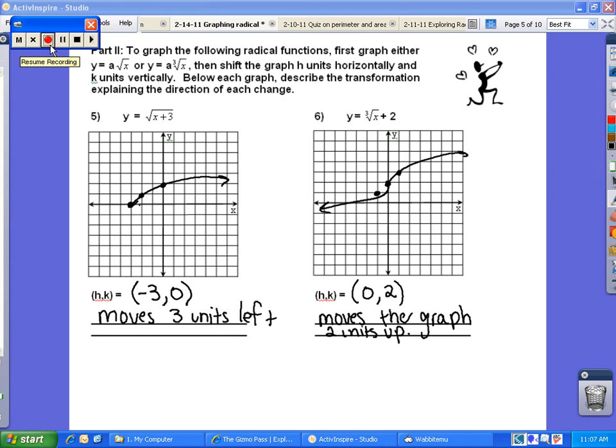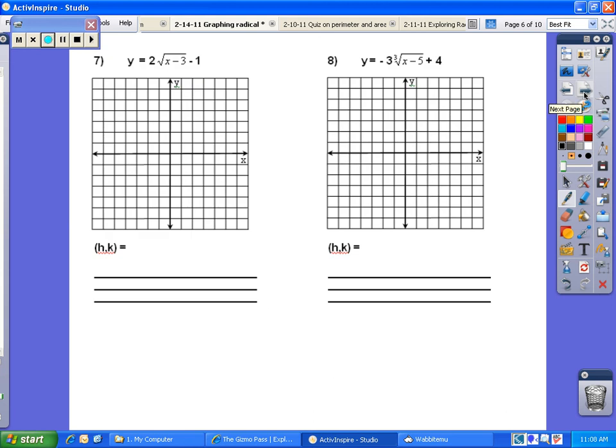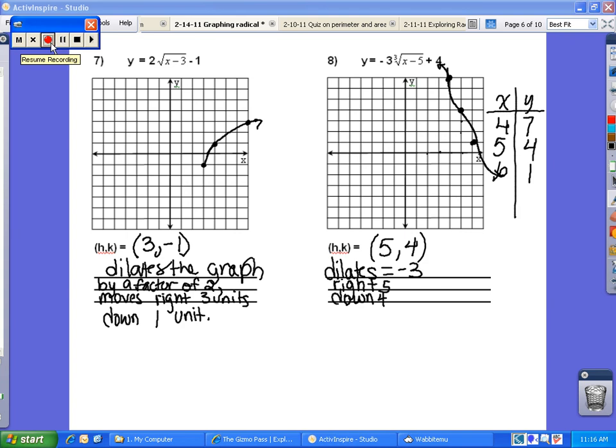Alright, so here are your answers for numbers 5 and 6. Again, for number 5, it moves the graph 3 units to the left, and for number 6, it moves the graph 2 units up. Okay, so let's move on to numbers 7 and 8. Again, you're going to do the same thing, so go ahead and do that now. So for number 7, the graph is moved over 3 units and down 1, and it dilates the graph by a factor of 2. For number 8, the graph is moved right 5 units and down 4, and dilates the graph by a factor of negative 3.